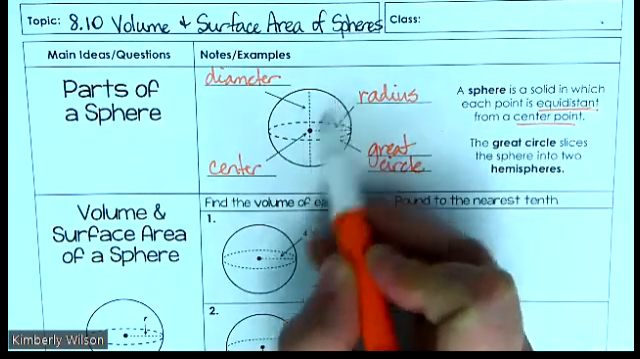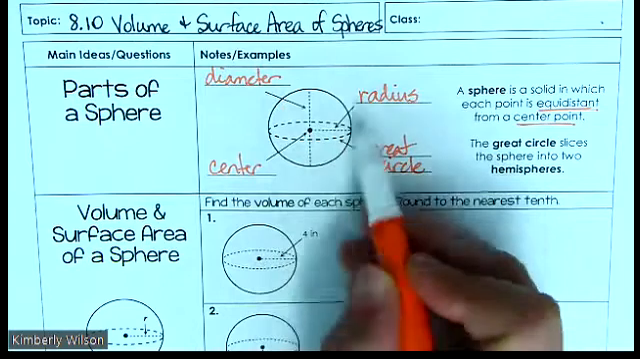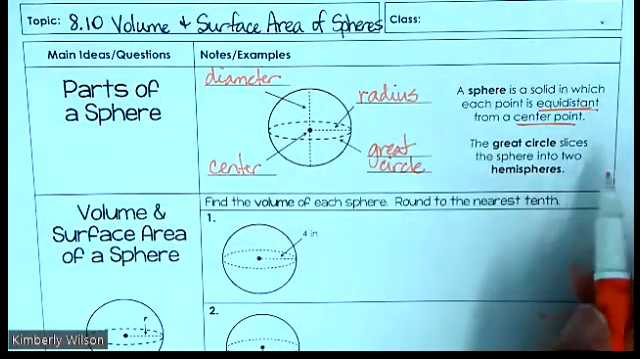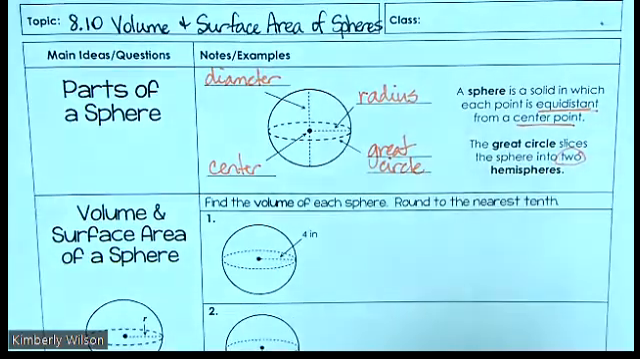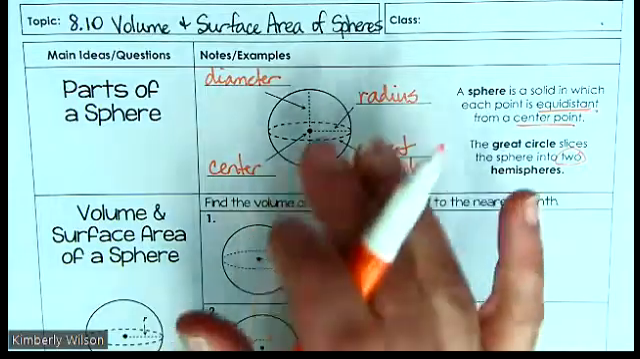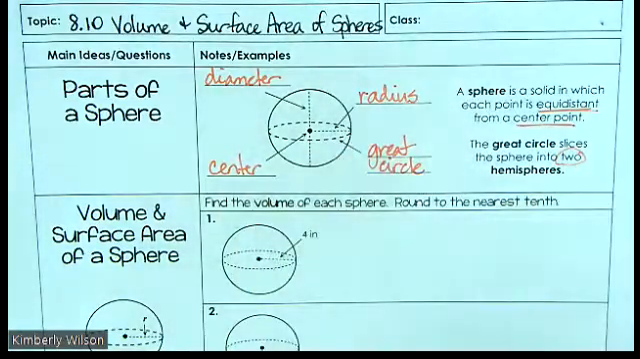So each one of these points, that means the radius is the same all the way around that sphere. The great circle slices the sphere into two hemispheres, which means you have a top half of the ball and a bottom half of the ball.